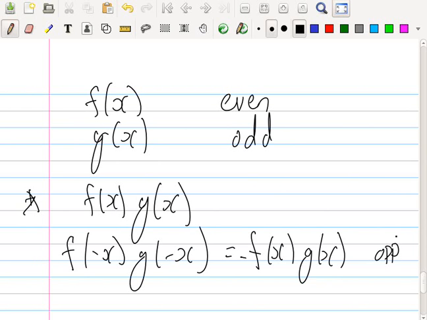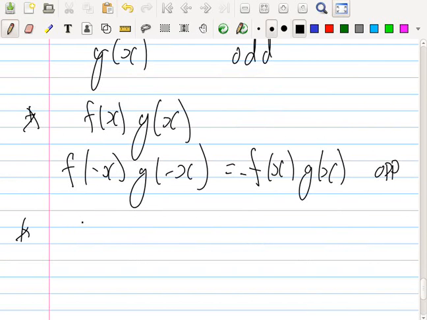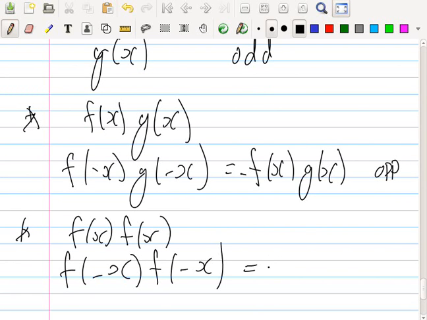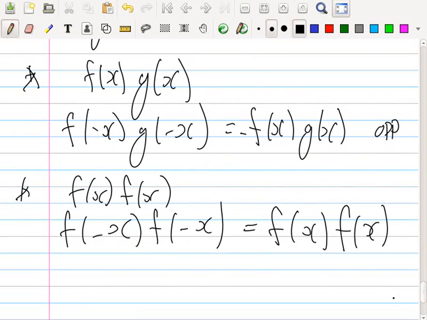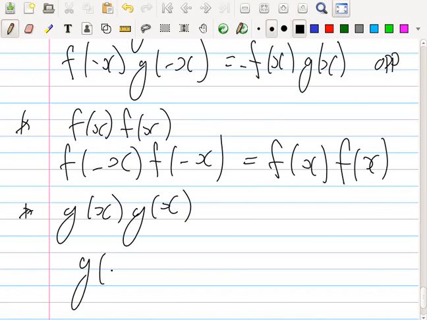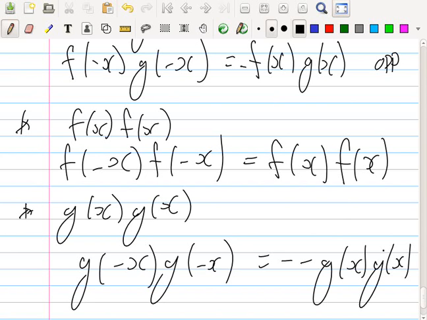What about even by even? Even by even is even. So, for example, if I took f(x) by f(x), so f(-x) by f(-x), what does that equal? f(x) by f(x), which is the same as the original, so that makes it even. What about odd by odd? Even. Why? What happened that made it even here? That's it. The minus comes out twice, cancelling and giving you back the original. So here, g(-x) equals minus minus g(x), which is actually the original again, so it's even.